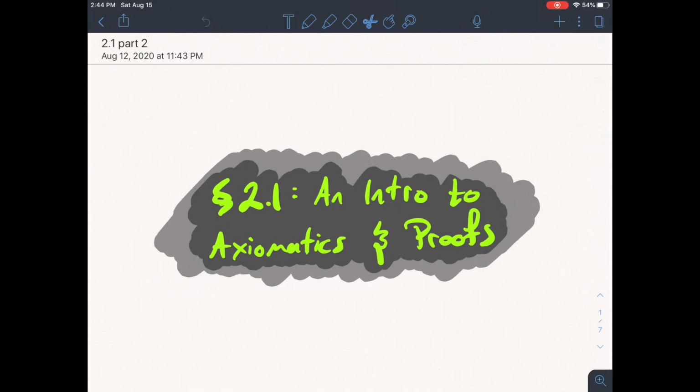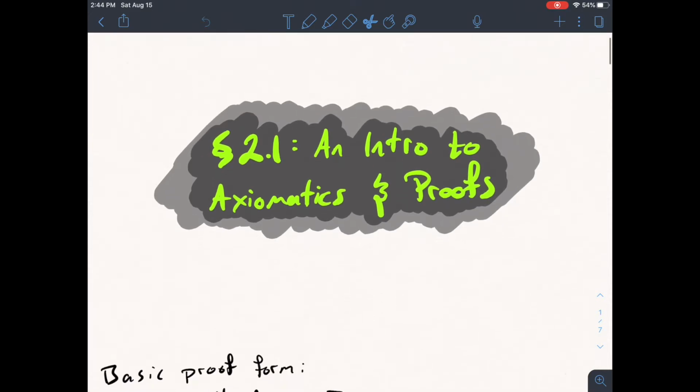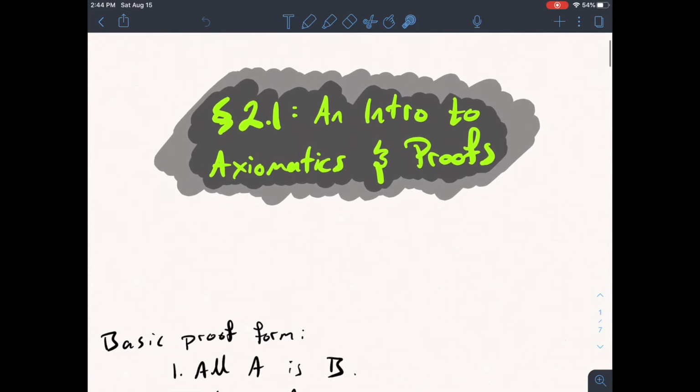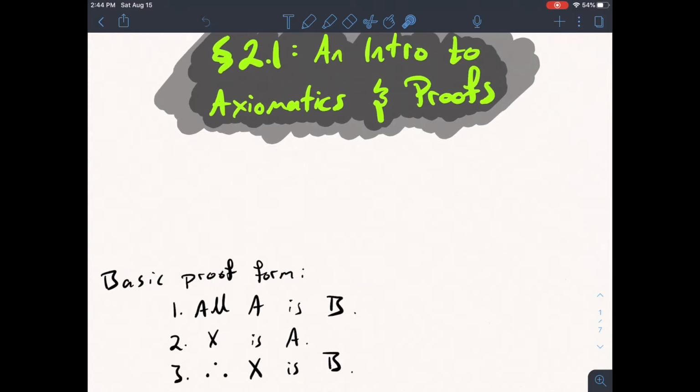Let's continue with our discussion on axiomatics and proofs. In this video, we're going to be talking more about the proof side of things. So let's start with a very basic form of proof. So here's what it looks like. One basic proof form is the following.